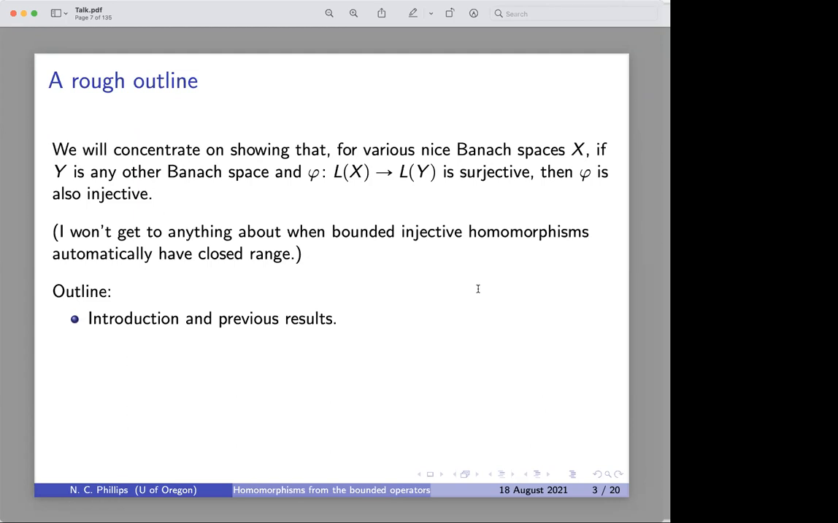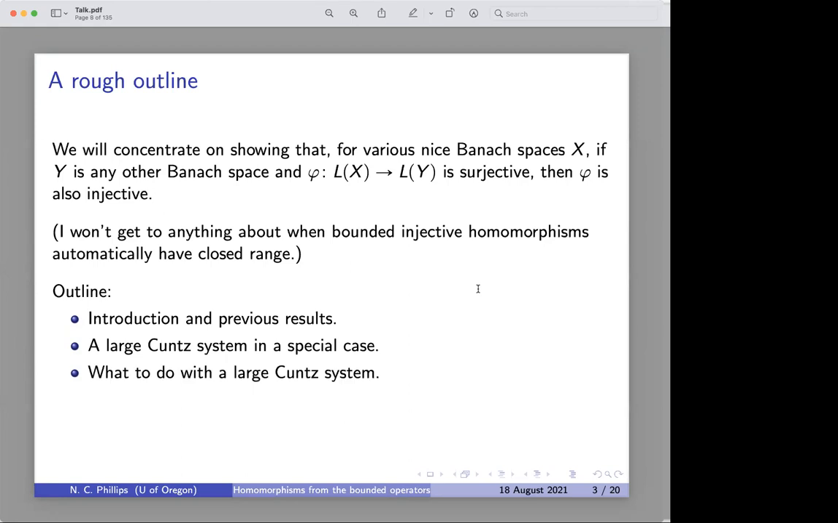So here is an outline: introduction, something about previous results, which are due to Banach. A large Cuntz system in a special case. I'll explain what that is, or by example, really, it is related to the Cuntz algebras in the previous talk, what to do with it, and then a more general case and some consequences. I'm not going to prove things in the general case, but the special case is simple enough that I'll actually go through one proof.